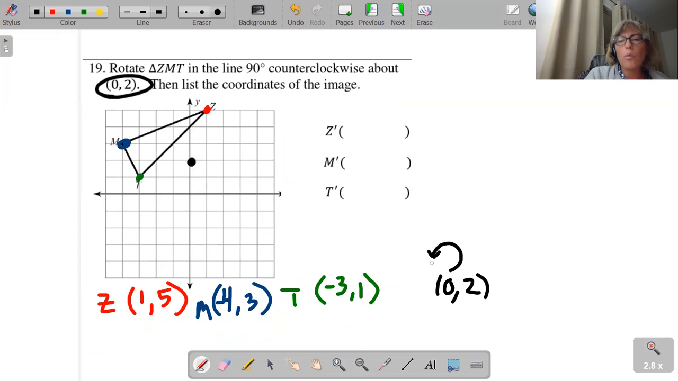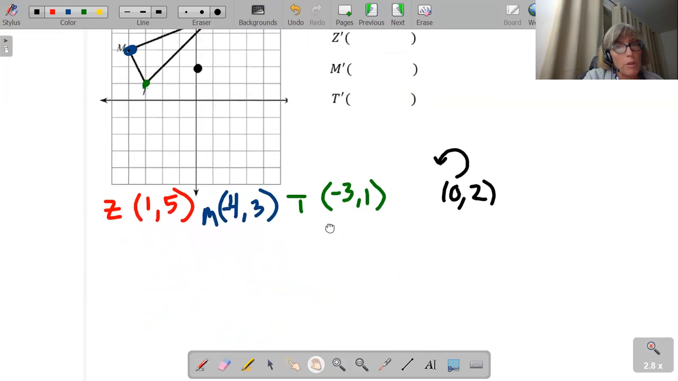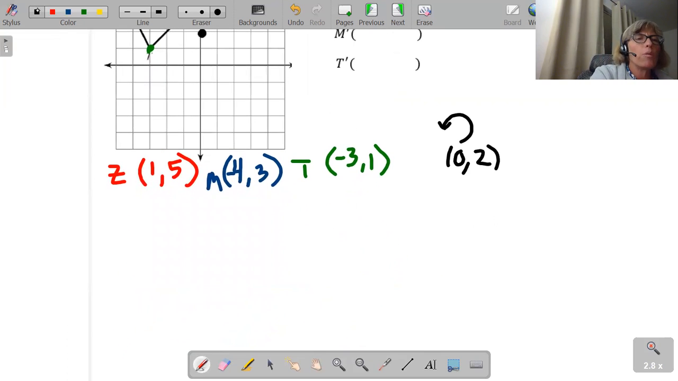All right, step 1. You take the 0, 2, because we're rotating not about the origin, but about that point, and we're going to subtract that point here. So 0, 2, subtract, and we're going to get an interim point here. 1 minus 0 is 1. 5 minus 2 is 3. And again, we're subtracting 0, and we're subtracting 2 here.